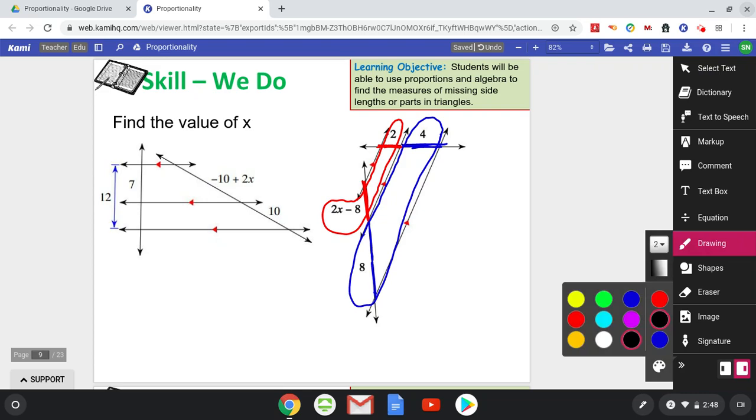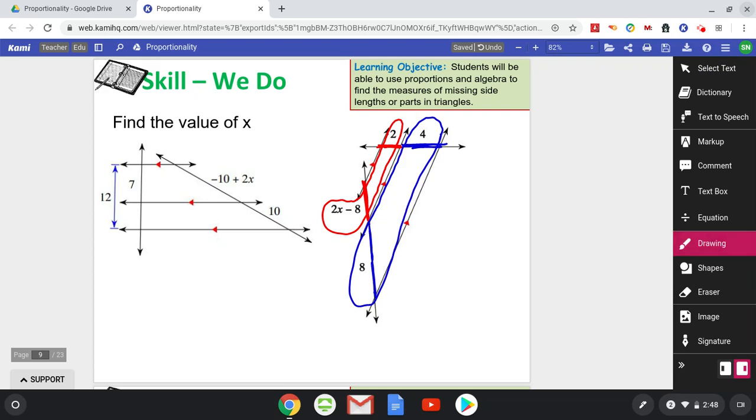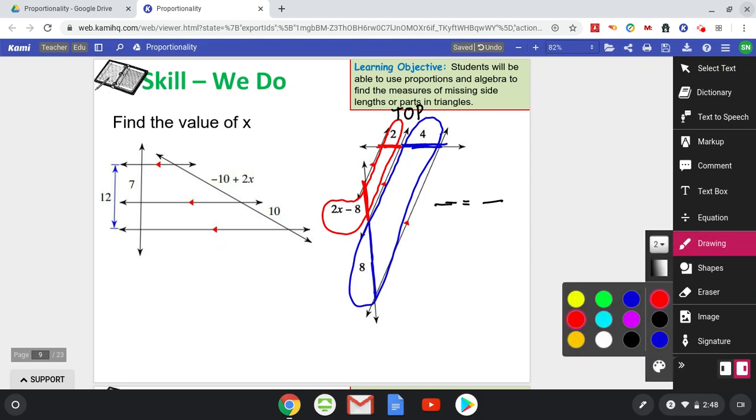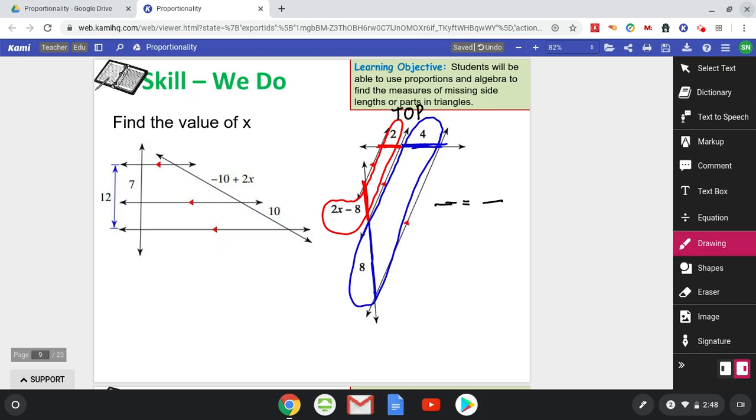Now, how do I determine which ones go on top, which ones go on the bottom? I'm just going to select the one on the top to be on the top and the one on the left to be at the bottom. So here's our proportion. Let's start with the ones in red. At the top I have 2, and at the bottom I have 2x minus 8. How do I know that?